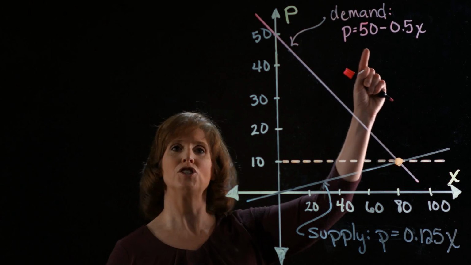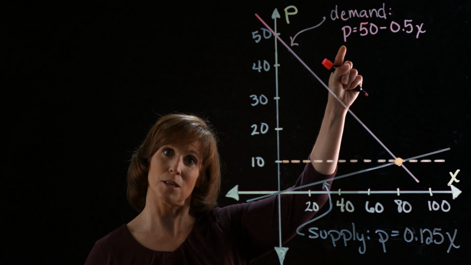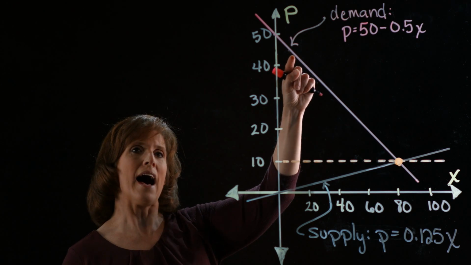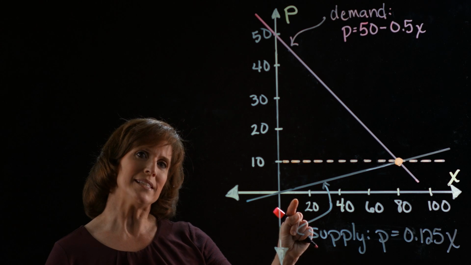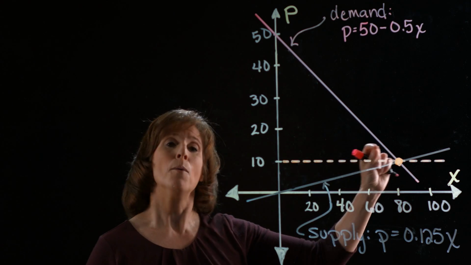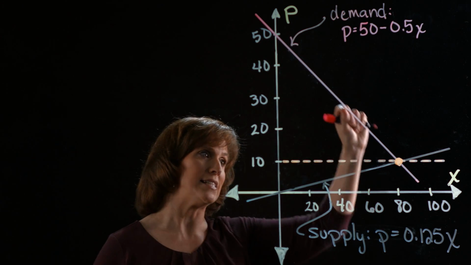Well, the demand function shows the relationship between X, which is the quantity sold, and P, which is the price. If you think about this, when the price is high, you won't be able to sell very many units. However, as the price drops, more people will be willing to buy your product, and so our function is decreasing.